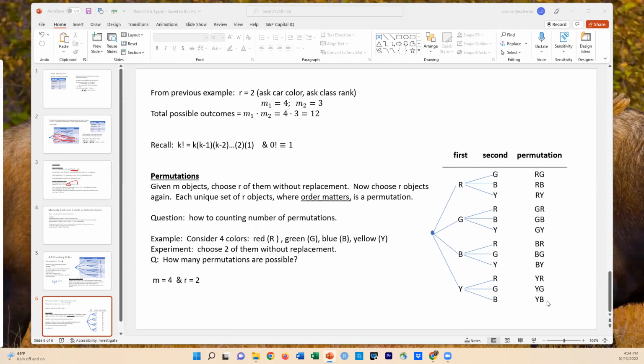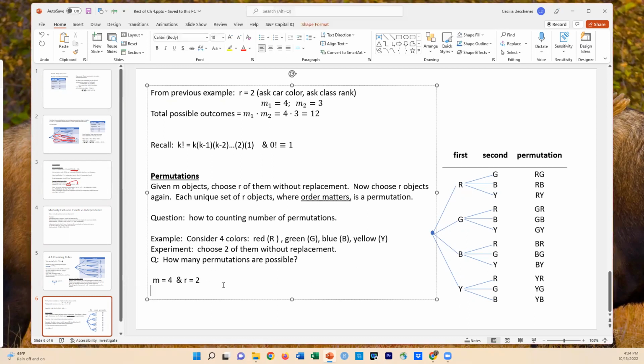Okay, now that we have that done, let's try and count how many we have. So if we want to count how many we have, we see that by the basic counting rules, the number of permutations is going to equal the four options we had for the first one times the options each one of those four had for the second color. So that gives us 4 times 3, which is equal to 12.